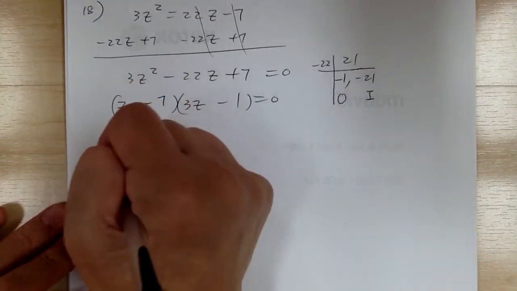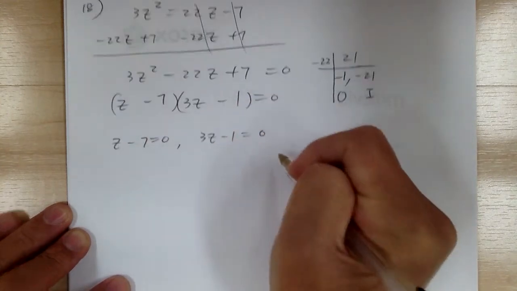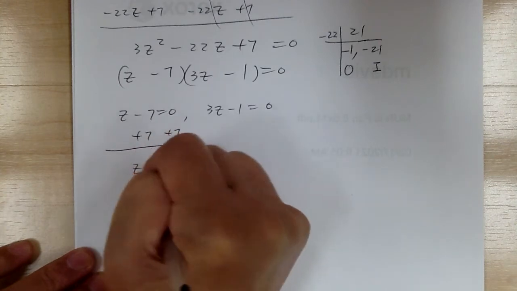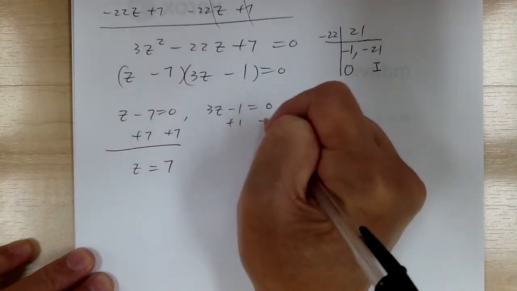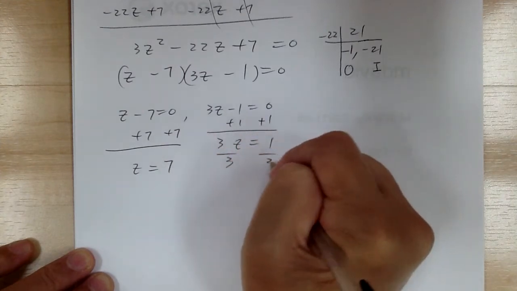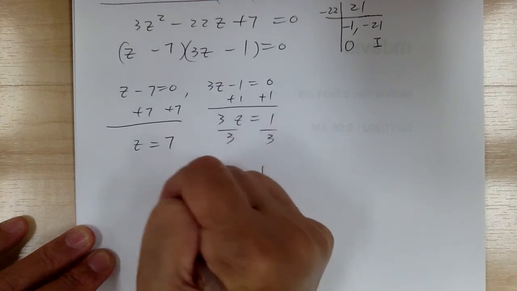Then after that, set each part equal to 0. And after that, you solve each one. So you got z equal to 7. This one you plus 1 on each side. So you got 3z equal to 1, divided by 3, divided by 3. So z equal to 1 over 3. And this one you got z equal to 7.